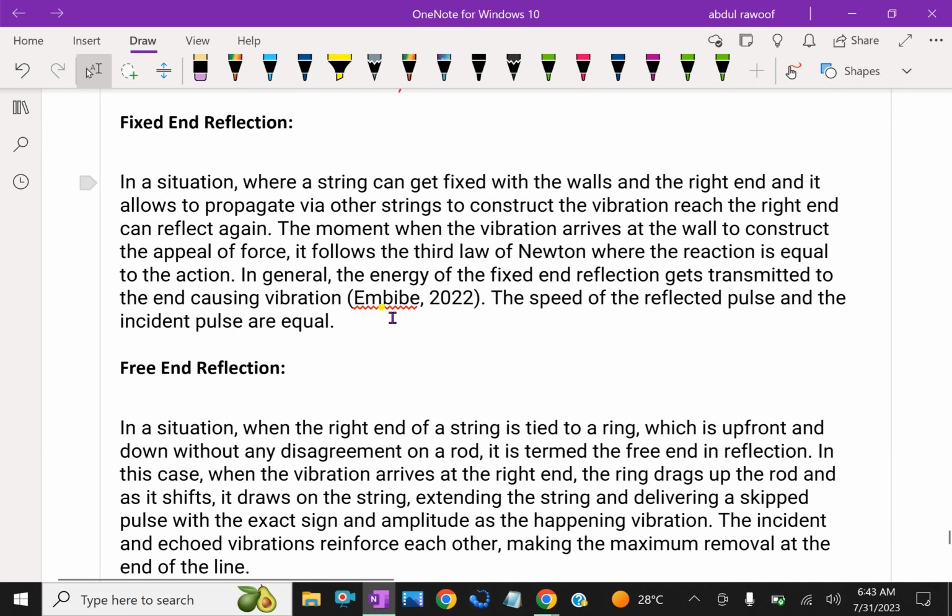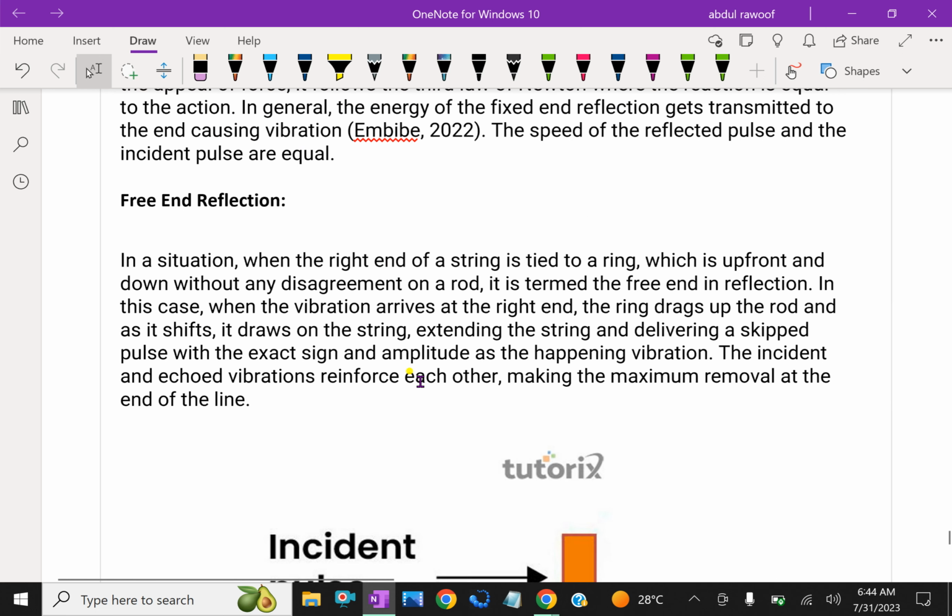Fixed end reflection. In the situation where the string is fixed to a wall at the right end, the vibration propagates along the string, reaches the right end and is reflected again. The moment the vibration arrives at the wall and exerts a force, it follows Newton's third law, where the reaction is equal to the action.